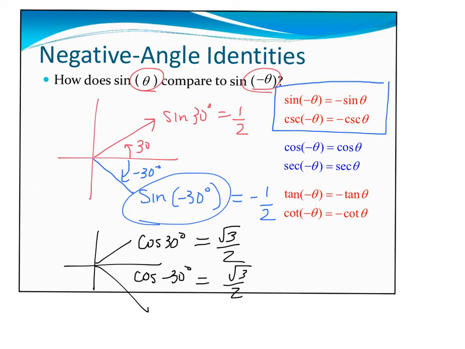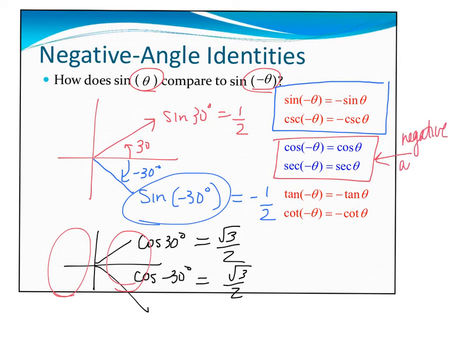And the reason why for cosine the sign of the ratio doesn't change is because for cosine, the two quadrants that are top and bottom of each other, quadrants 1 and 4 and quadrants 2 and 3, have the same positive or negative sign. So cosine and its reciprocal secant are unique in that a negative angle does not change the ratio.